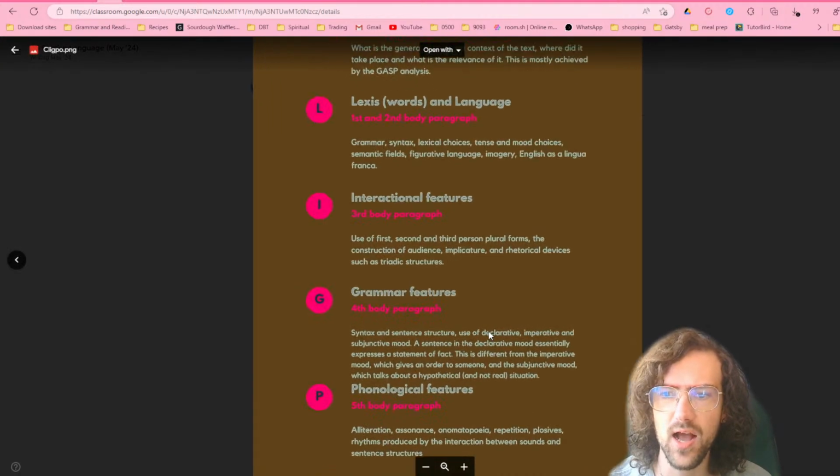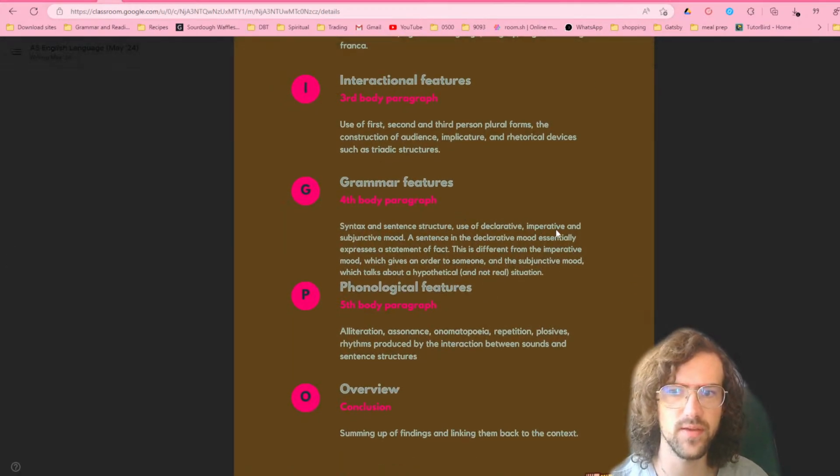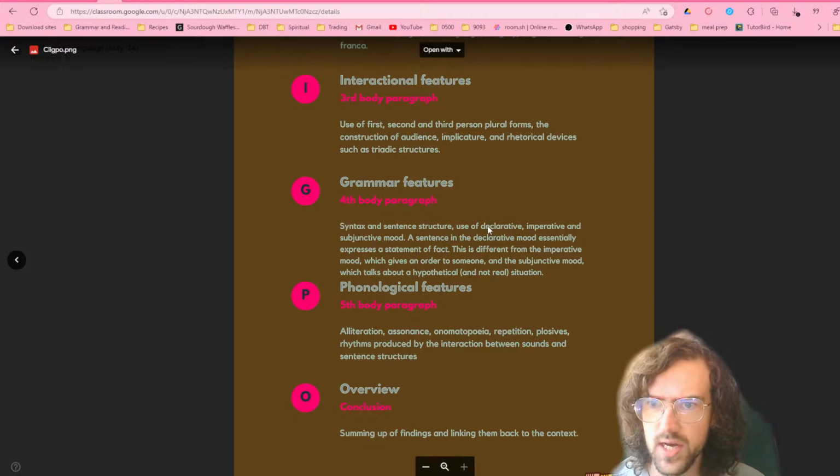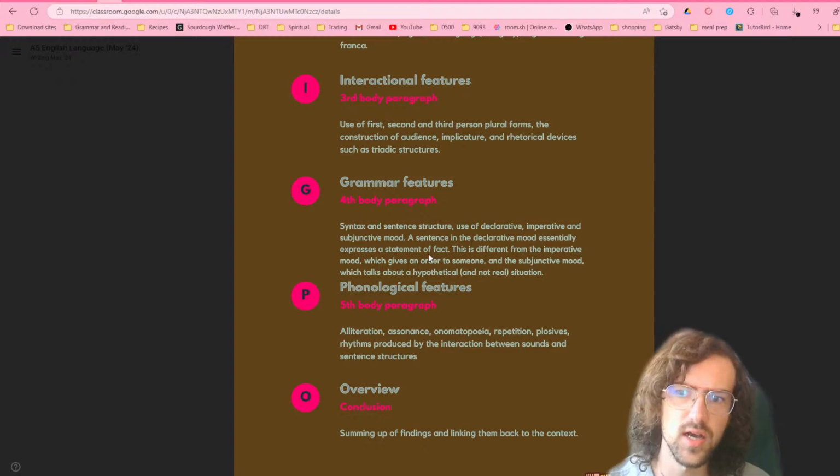Then we've got our grammar features like syntax and sentence structure, use of declarative, imperative, and subjunctive mood. So when a sentence is in declarative mood, it basically expresses a statement of facts.